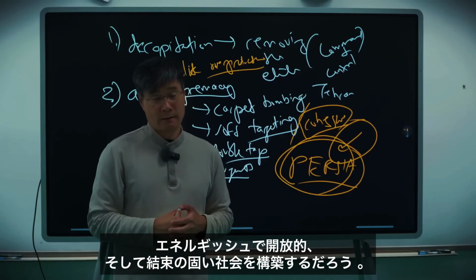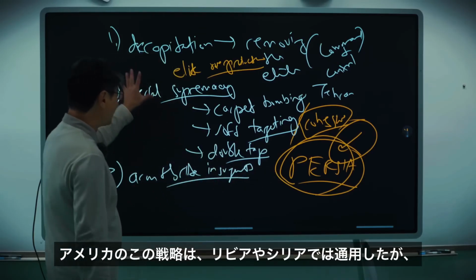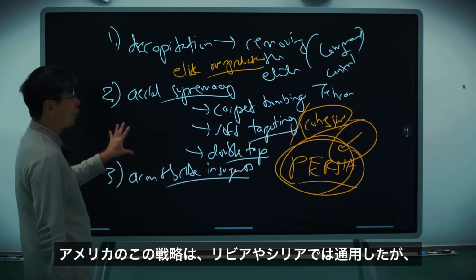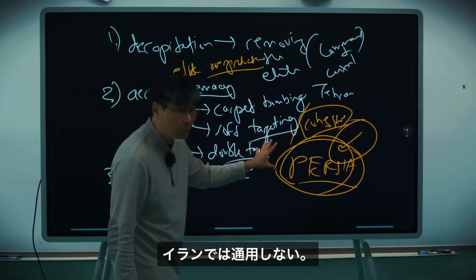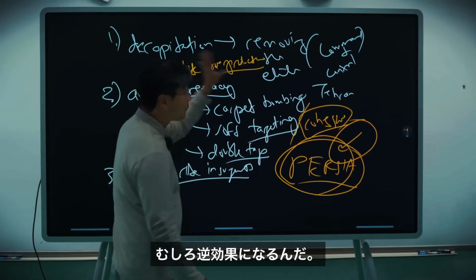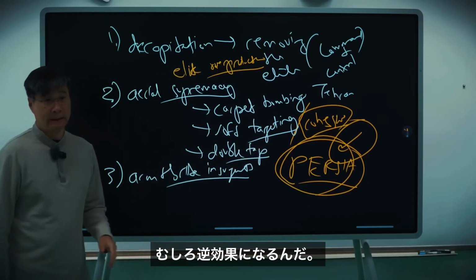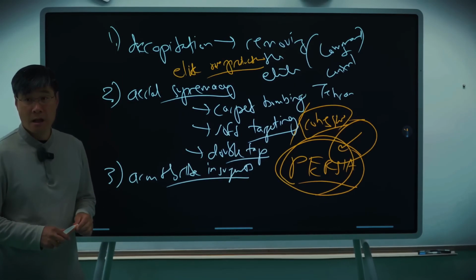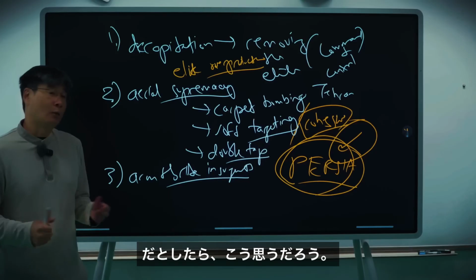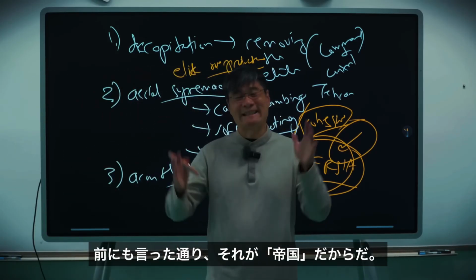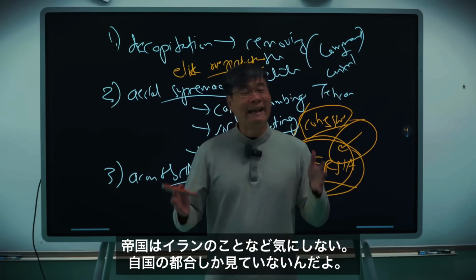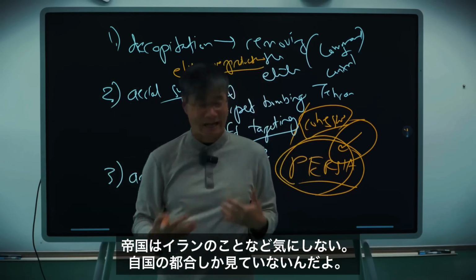Okay? So, yes, the Americans have this strategy that worked in Libya and Syria and other places, but it's not going to work in Iran. In fact, it's going to do the opposite in Iran. Okay? And then you're like, well, why don't the Americans not do this? And I already told you, because it's an empire, okay? It doesn't care about Iran, it cares about itself.